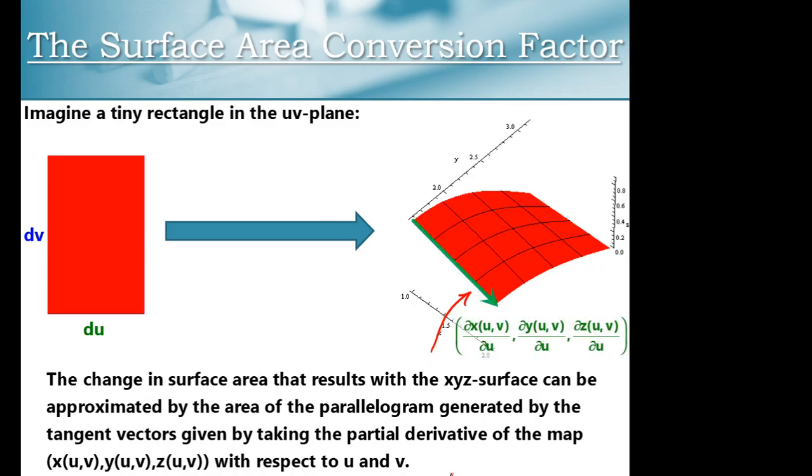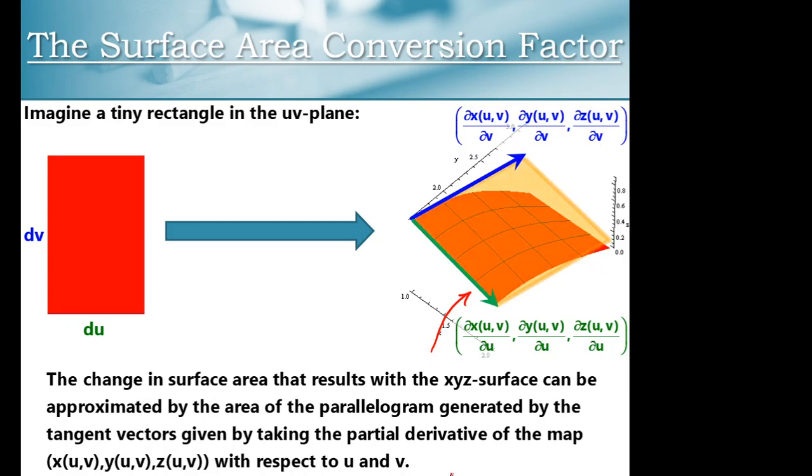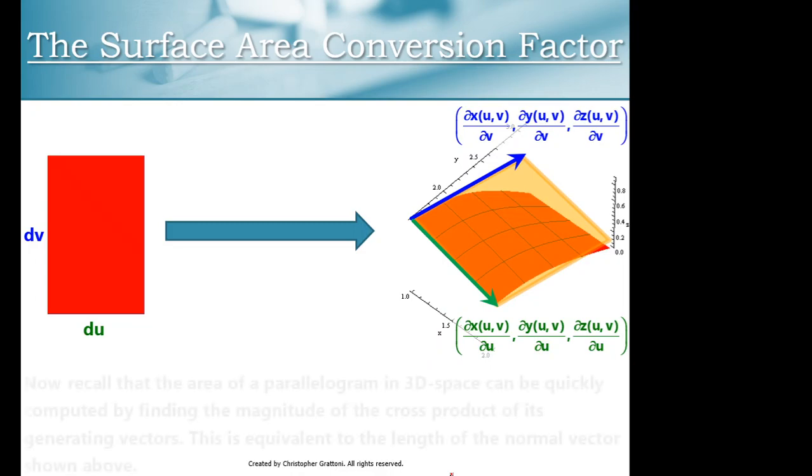And it's the same trick as before. We use two little tangent vectors there. We get those tangent vectors by taking the partial derivatives of our parameterization with respect to u and with respect to v. Those are our two little tangent vectors. Then use those two little tangent vectors to find the area of a little parallelogram. And you guys already know how to do that. The magnitude of the cross product of those two vectors is going to be the area of that parallelogram. And it turns out that that is also going to be our area conversion factor.